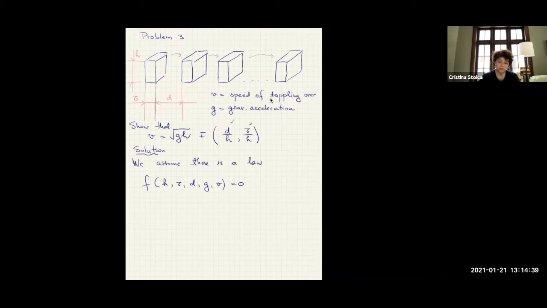And a third one will be this v squared over gh or something. I'm just jumping ahead, but okay, we'll take it one by one.